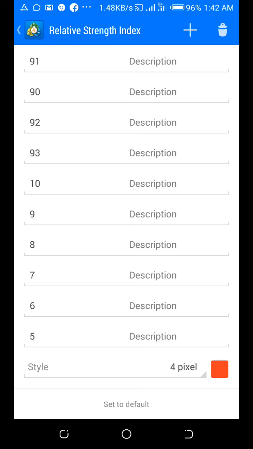When you come here, you will input all the levels. You see, we have 91, 90, 92, 93, 10, 9, 8, 7, 6, 5. You will be adding them one after the other. After getting this, the style here is not going to be 2 pixel. The style here is going to be 4 pixel, and the color you are going to have here is going to be red.